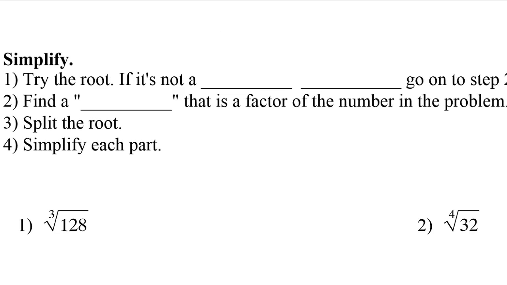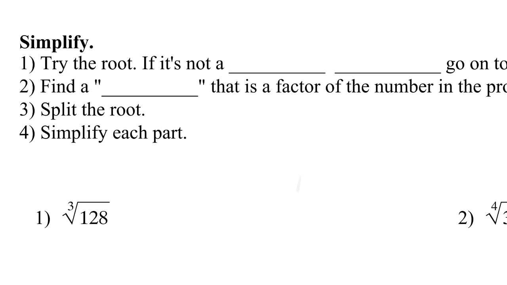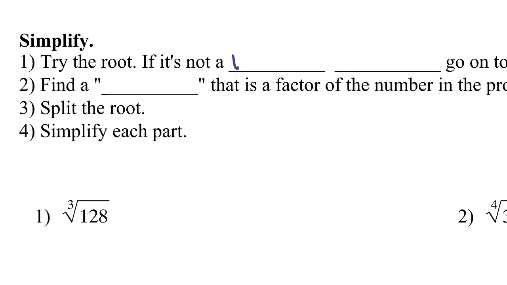So on your calculator right now, try the third root of 128. Sometimes it'll be a whole number, sometimes it won't. If it's a whole number, then the problem's done. What do you get? Okay, good. So not a whole number. All right, so up top, if it's not a whole number, then go on to step 2. And when I say whole number, I should just say integer, because negatives are okay if you have an odd root. Negatives aren't okay if you have an even root.